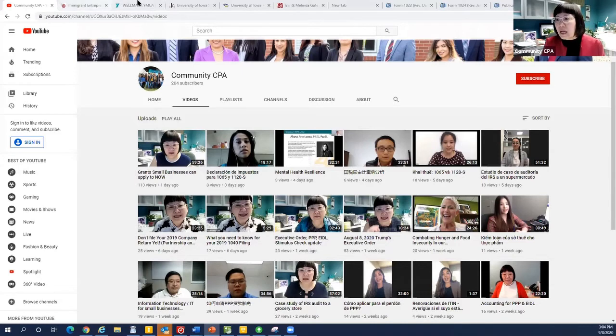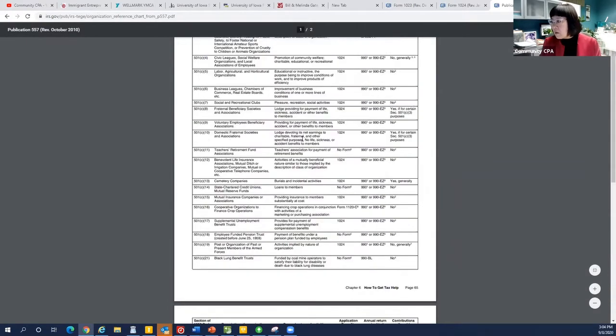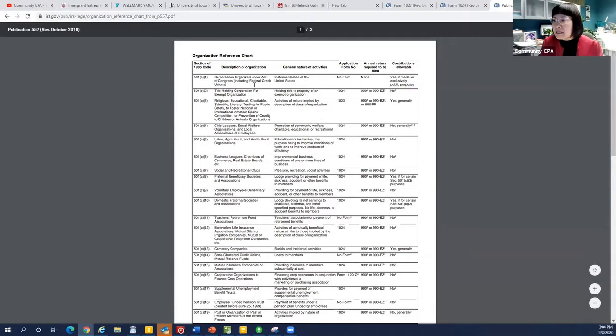First I want to show you a publication from the IRS. So nothing new. This is the organization reference chart. What happened is the IRS has all these IRS codes, 501(c), just a tax code in that section. So that is about nonprofits.